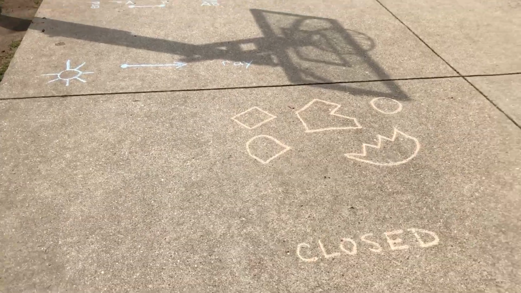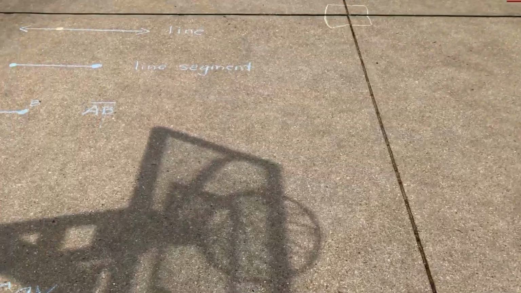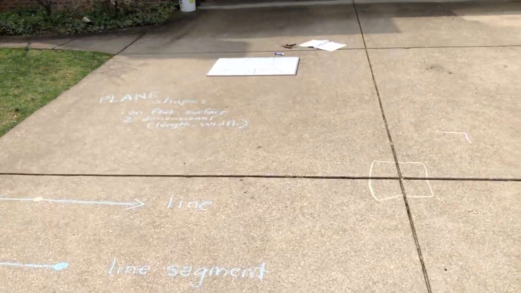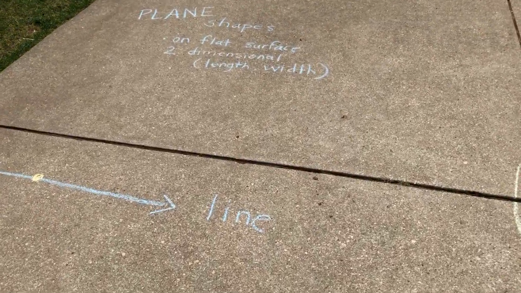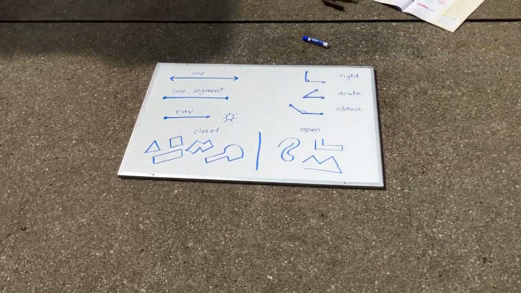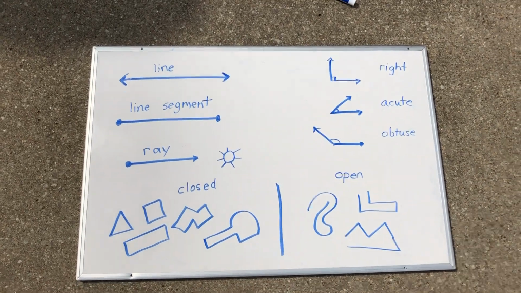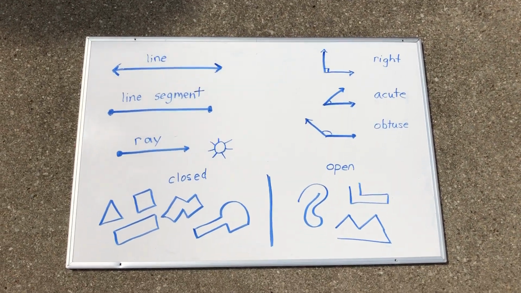You can use your driveway if it's sunny and beautiful out when you're watching this. You could use your kitchen. You could use anything. But what I want you to make sure that you understand is that all around you, you're going to see shapes and angles. Okay? Shapes are made from lines, either straight lines or curved lines.